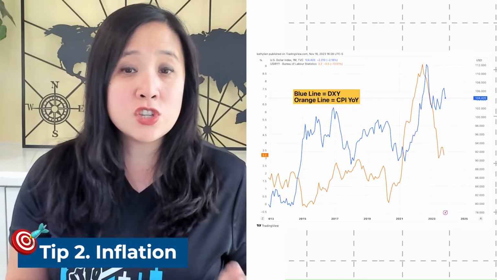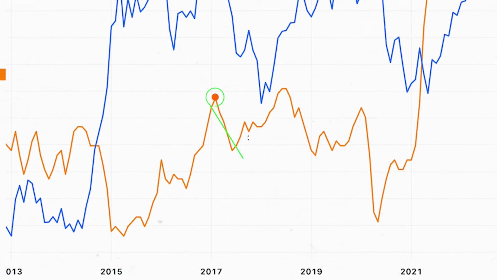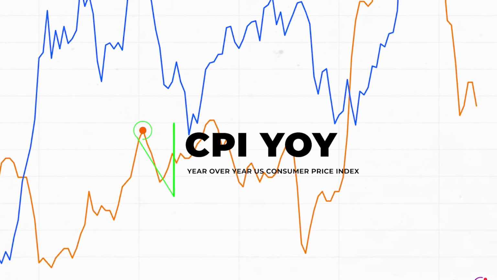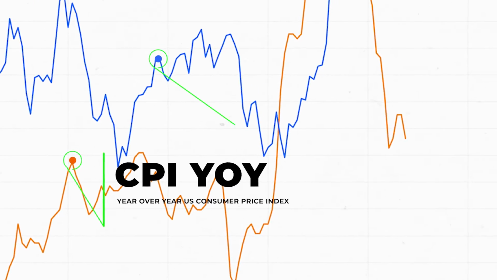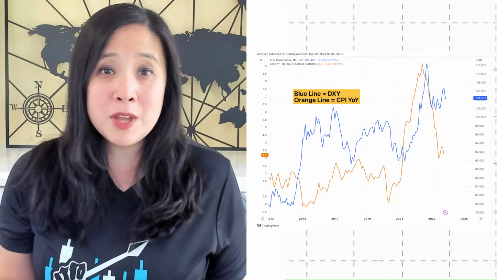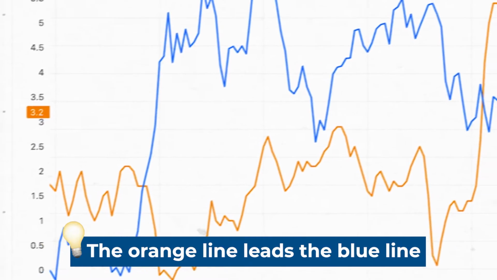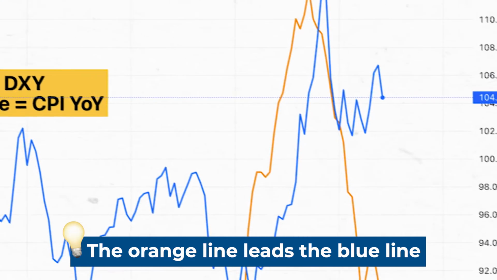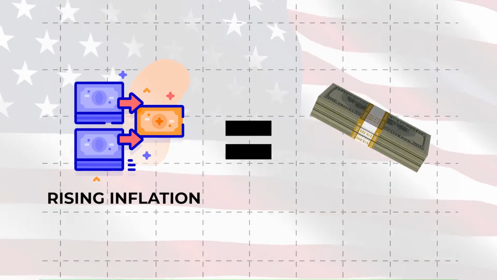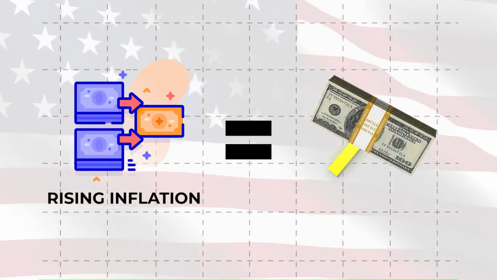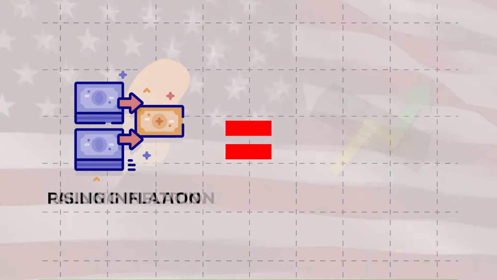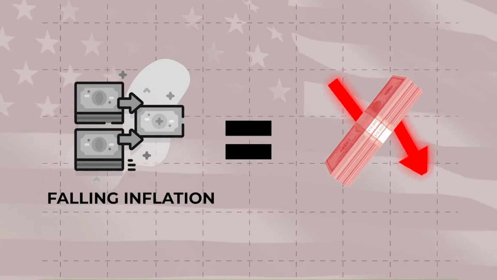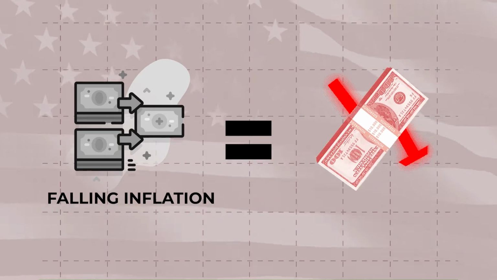I want you to take a look at this chart that shows two lines. The orange line is the year-over-year US inflation consumer price index. The blue line is the dollar index. Basically mirror images of each other, right? But if you look more closely, you will see the orange line actually leads the blue line, meaning that it drops before the blue line drops, and it rises before the blue line rises. What this tells us is that rising inflation is positive for the US dollar, and a sign that the US dollar could be rising and appreciating soon, whereas falling inflation is seen as negative for the US dollar, and a sign that the US dollar could lose value soon.